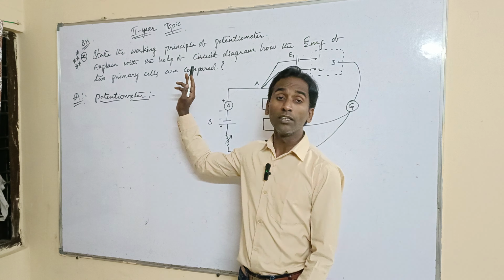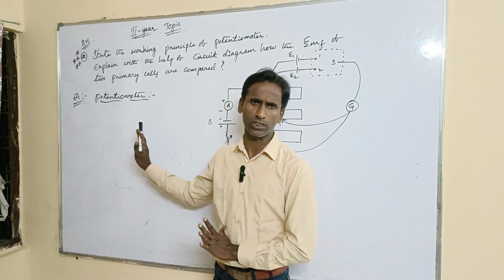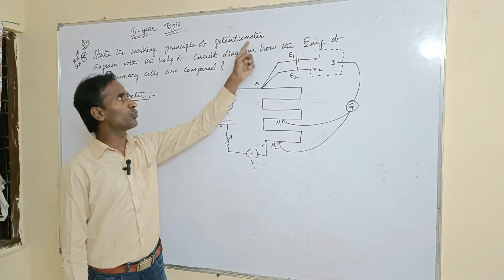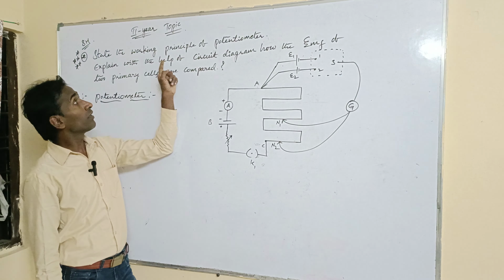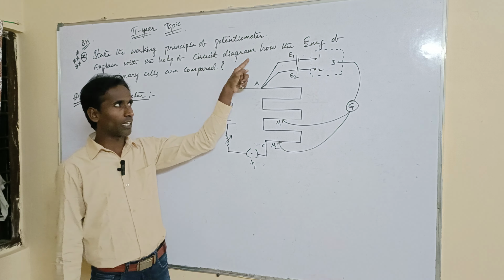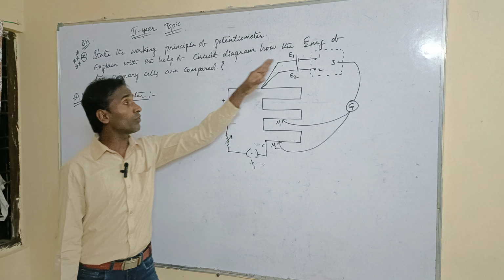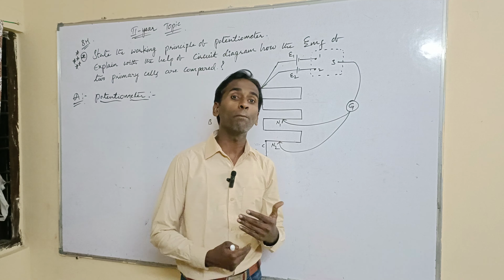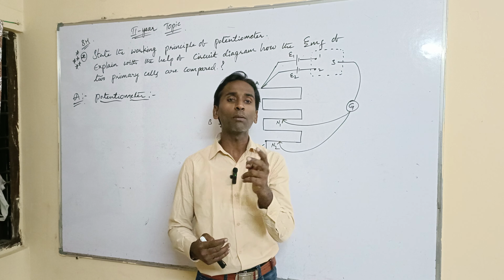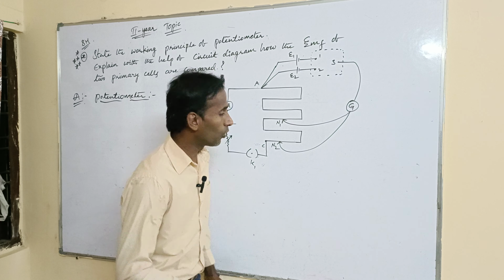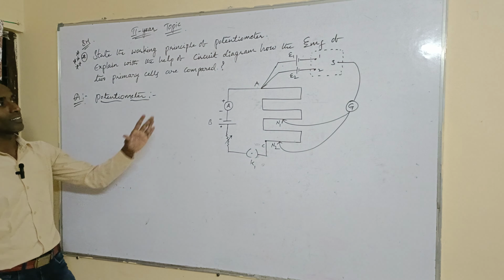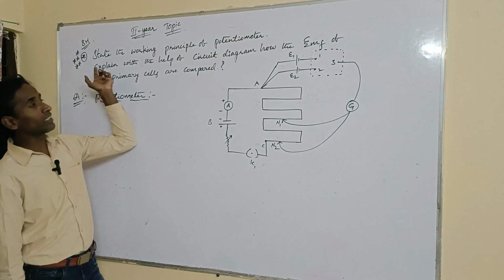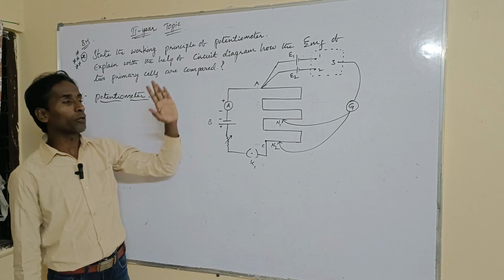So now see here, in that potentiometer we are going to take the first LAQ, that is: state the working principle of potentiometer, and explain with the help of a circuit diagram how the EMFs of two primary cells are compared. How can we compare the EMFs of two cells? So now see here, first of all, this is the circuit diagram. First of all, we are going to state the working principle of potentiometer.